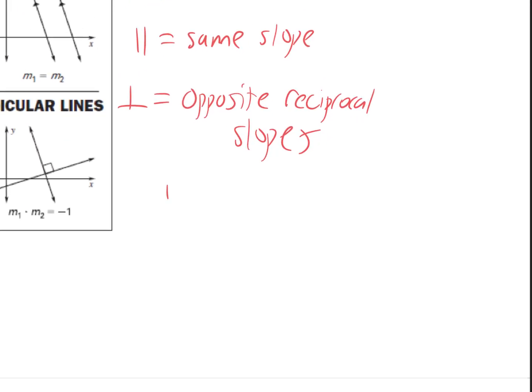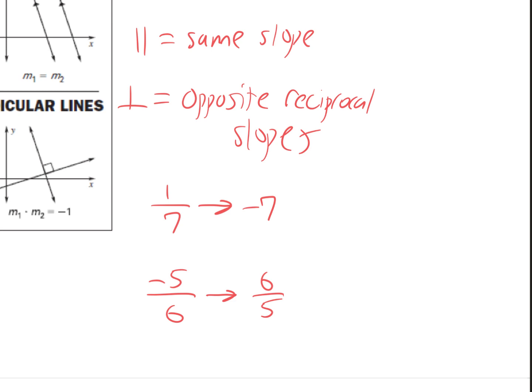What's the opposite reciprocal of 1/7? You flip the fraction and change the sign. So 1/7 becomes 7/1, and the sign is positive, so it becomes negative. What's the opposite reciprocal of -5/6? You would flip the fraction, which becomes 6/5, and the sign would change, so it becomes positive 6/5. So that's what we mean by opposite reciprocals.